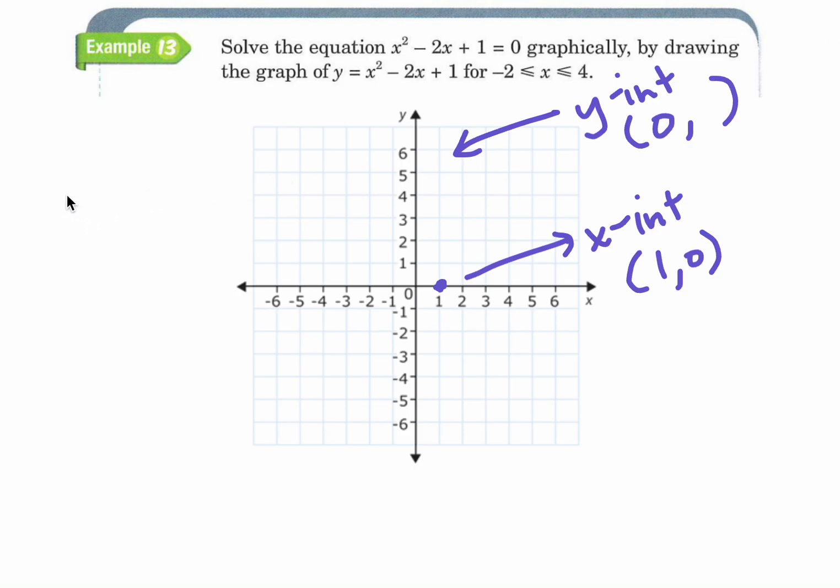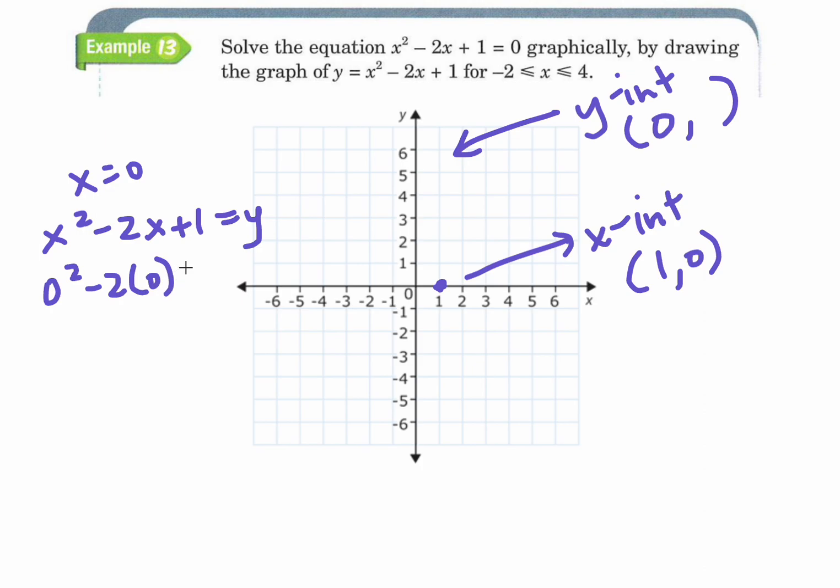Okay, so if x has to equal 0, then we'll just make x equal to 0 in the original equation. Our original equation, I'm going to copy back down here. And instead of x, I'm going to put in 0. 0 squared minus 2 times 0 plus 1 equals y. These cancel because they're zeros. So y equals 1. So our y-intercept is at 0, 1.